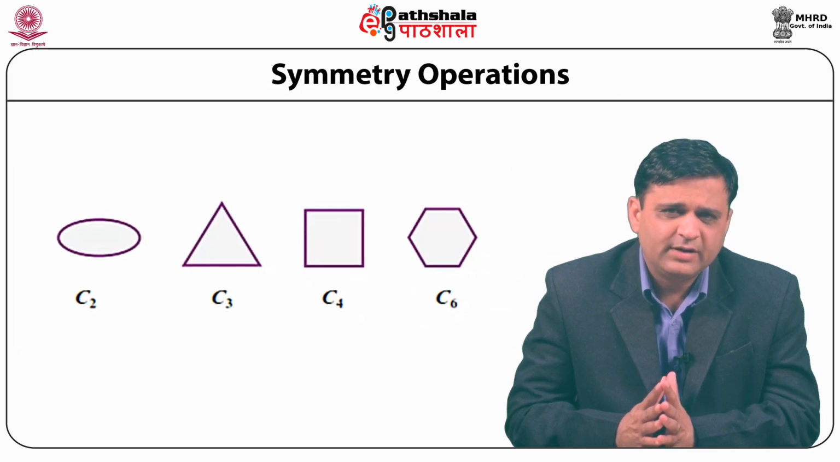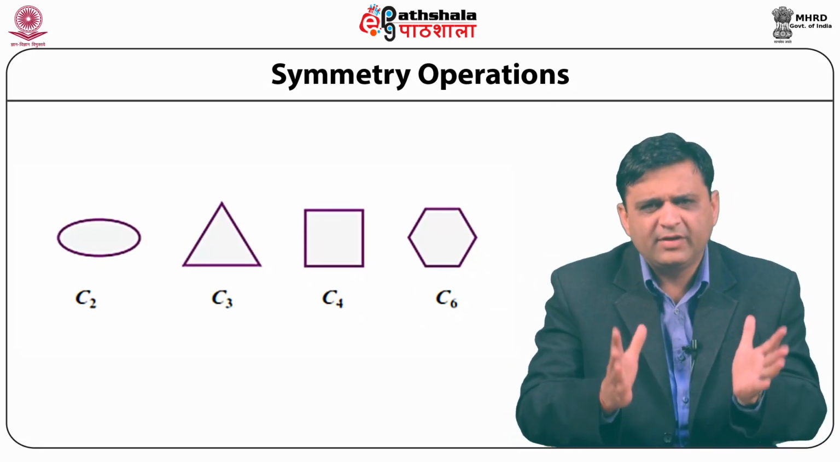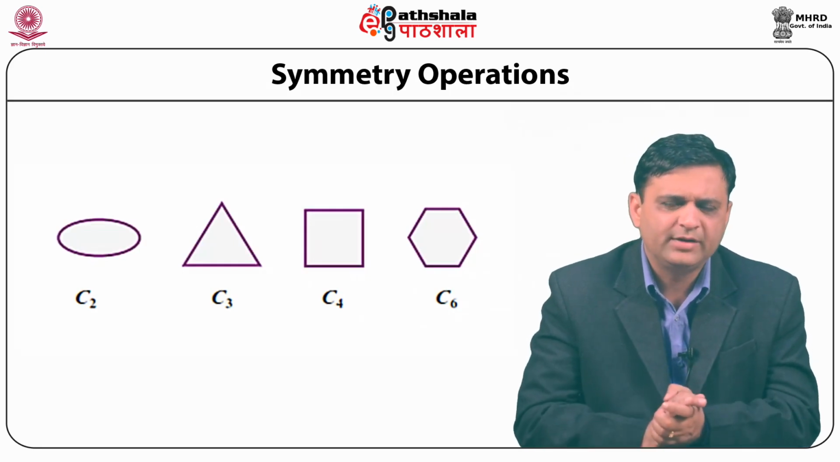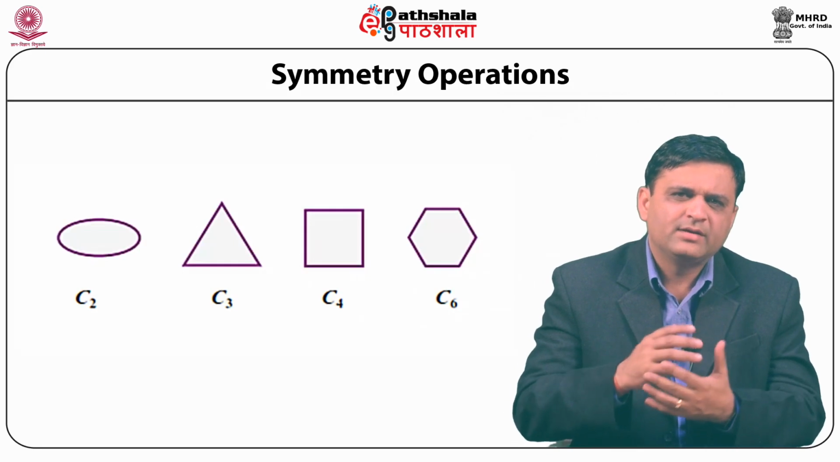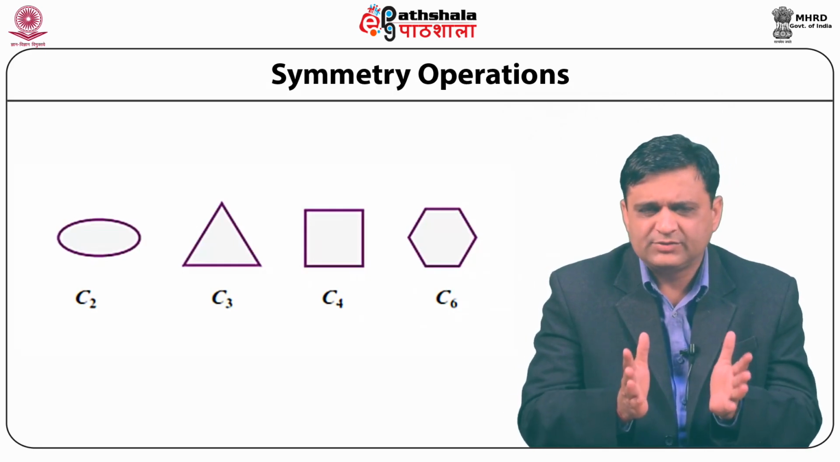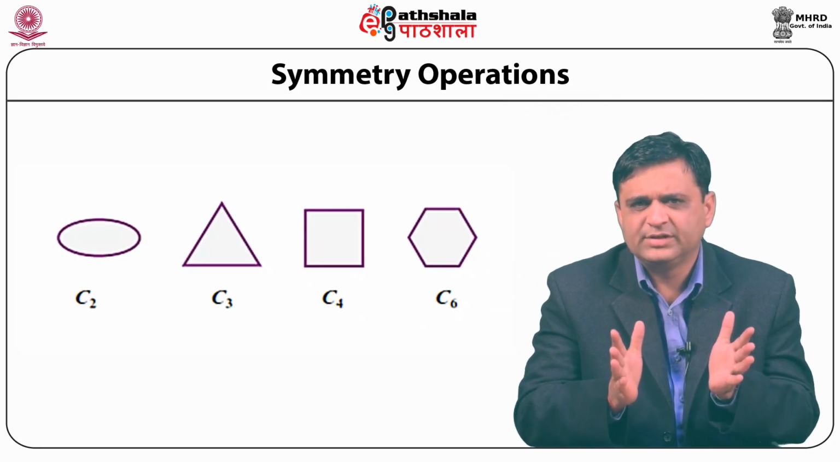So if you take, let us say for example, a very irregular shape which is difficult to define, and you rotate it by 360 degrees with respect to some point, then you will see that you get back the same structure. So any kind of irregular structure is always symmetric about 360 degree rotations.